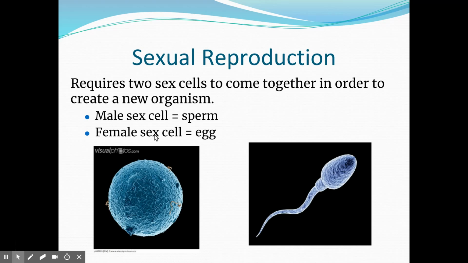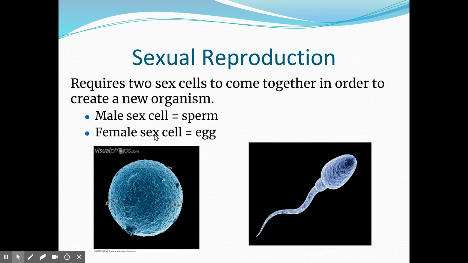Okay, so as we're going to find out, mitosis does not occur in the human body. Instead, it's a process called meiosis. But we're going to get to that in a little bit. Right now, I want to talk briefly about sexual reproduction and its definition.